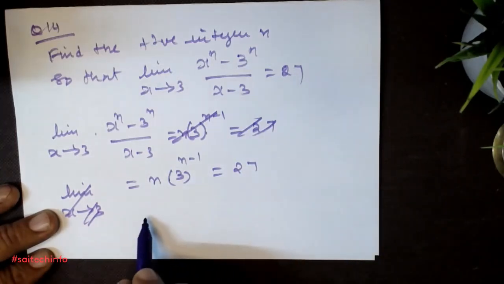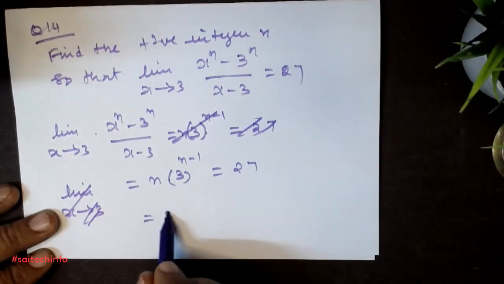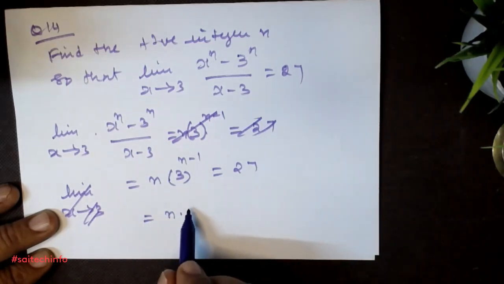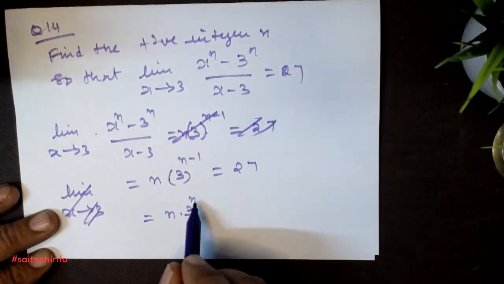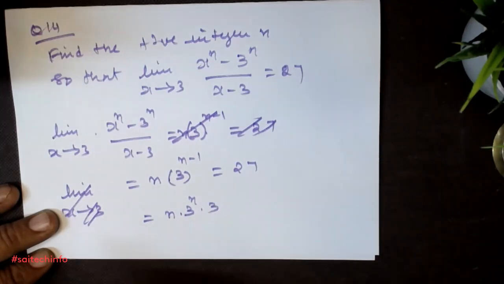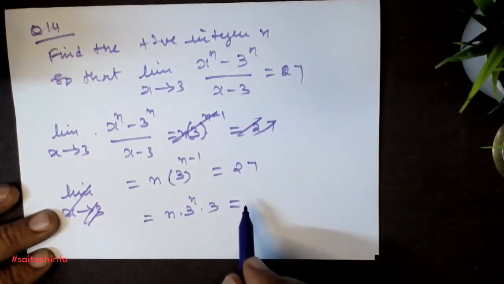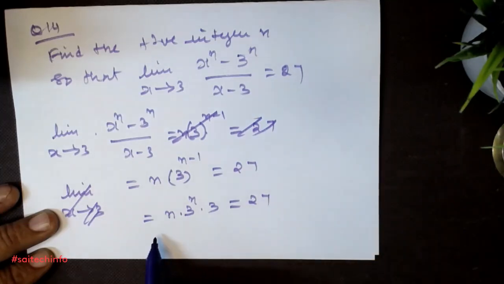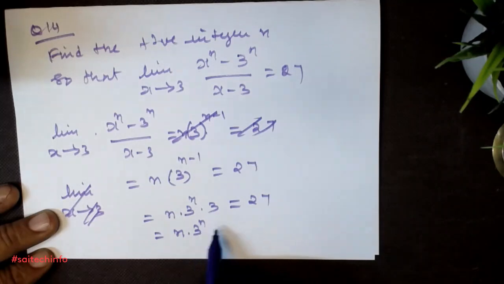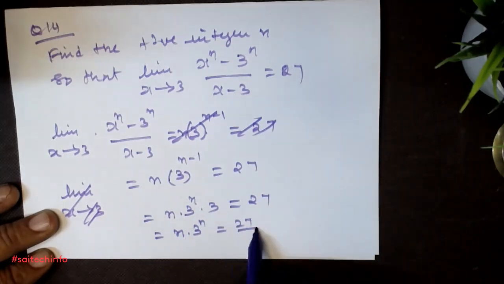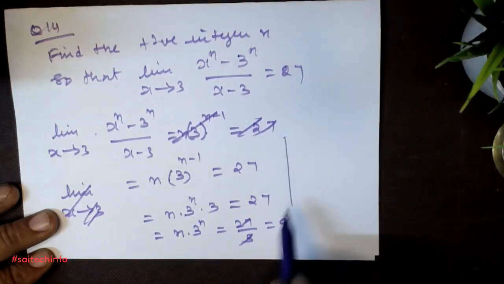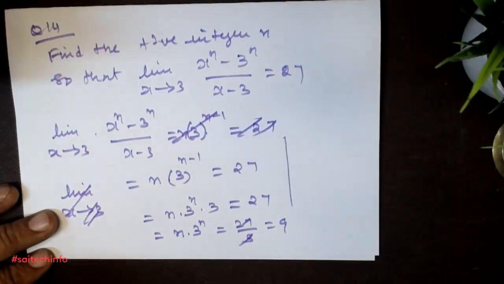And this is nothing but n into, here 3 power n into 3. Is it not? That is equal to 27. So n into 3 power n is equal to how much? 27 divided by 3. That is 9. Right?